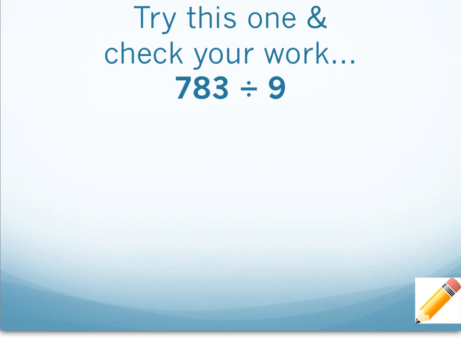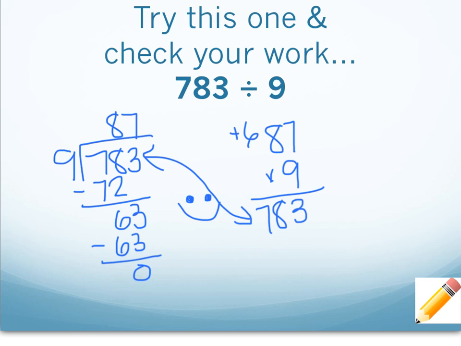You try this one. Do 783 divided by 9 and check your work. Then replay to see if you got it right. Did you see that 783 divided by 9 is 87? And then check your work. 87 times 9 is 783. Since my dividend and my product match, I know my answer's right. Good job. See? Even Angela knows you did a good job.